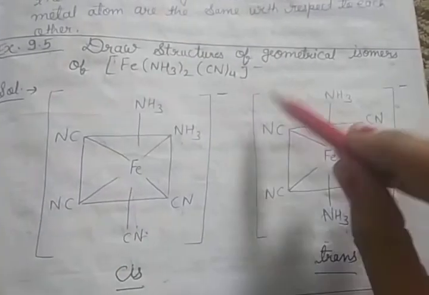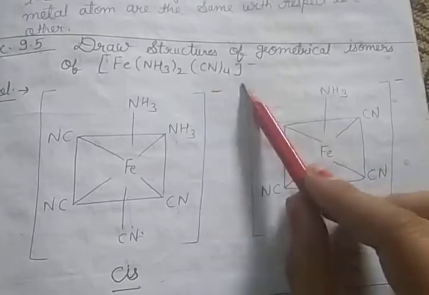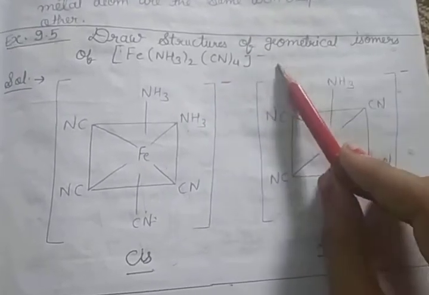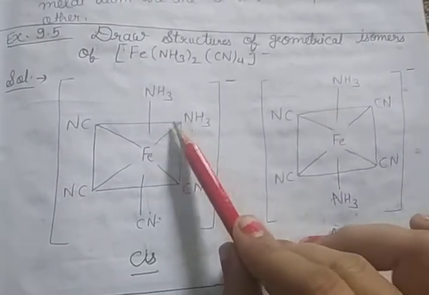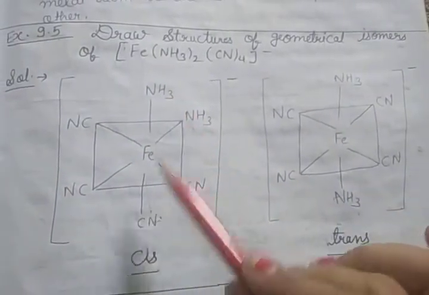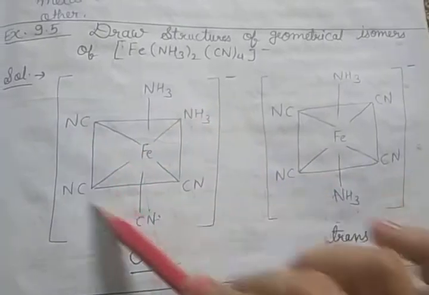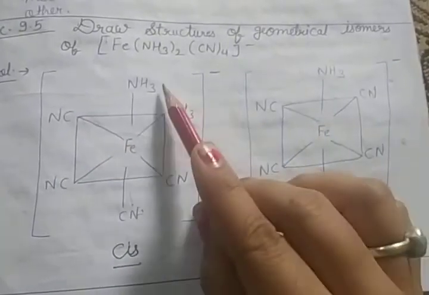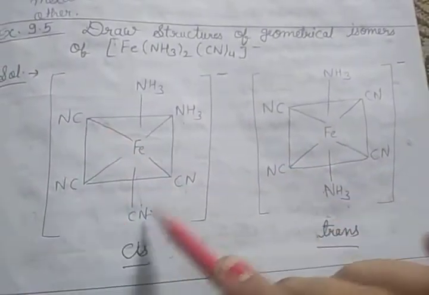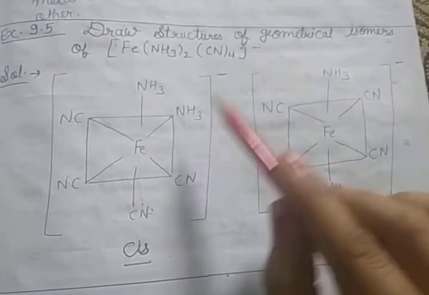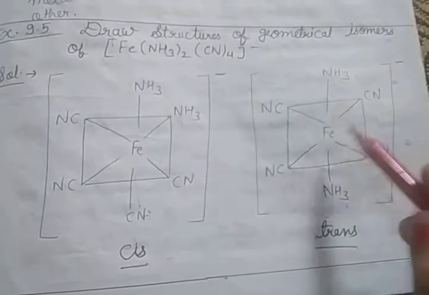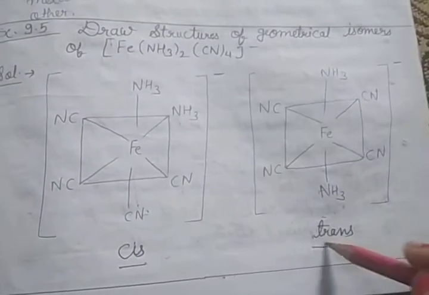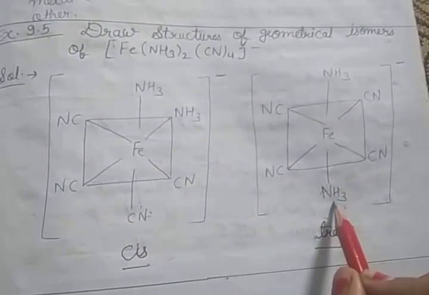Next question is, draw the structures of the geometrical isomers of [Fe(NH3)2(CN)4]-. So 2 and 4, total 6, so this is an octahedral structure. Six ligands are attached: 4 CN and 2 ammonia. This is the cis isomer, because the ammonia ligands are attached near each other. And this is the trans isomer, with the ammonia attached on opposite sides. So cis and then trans.